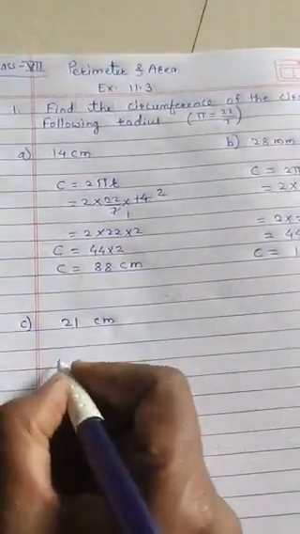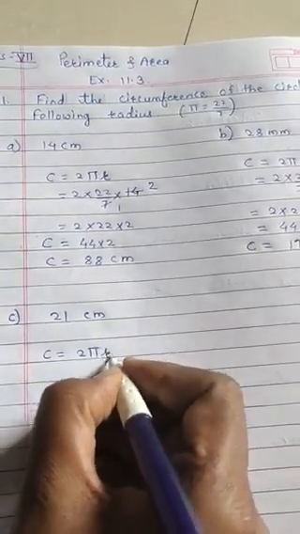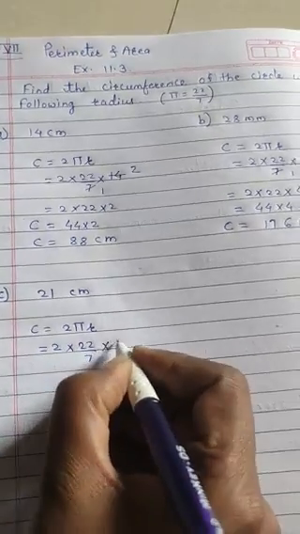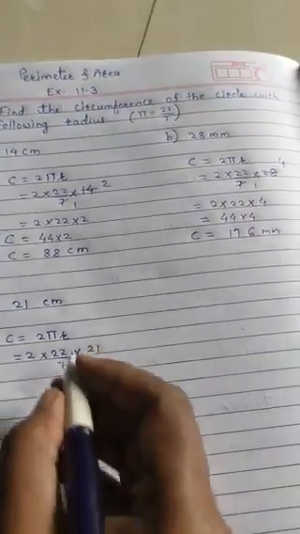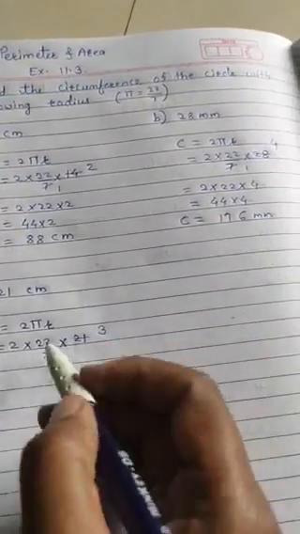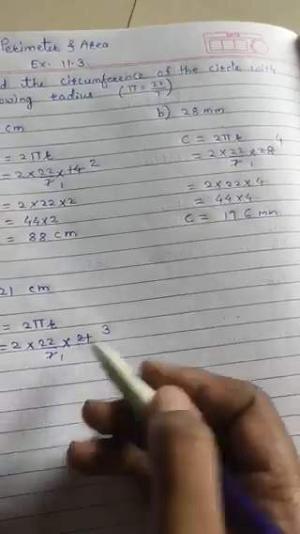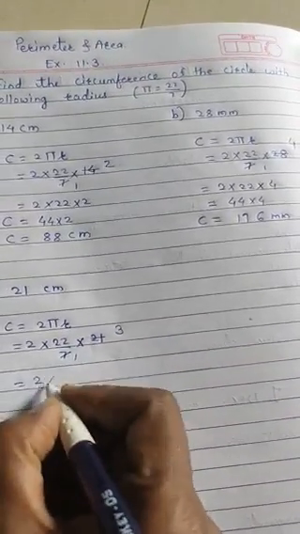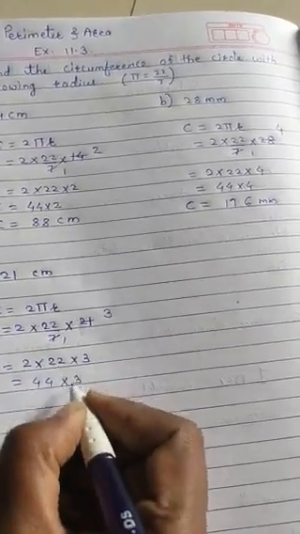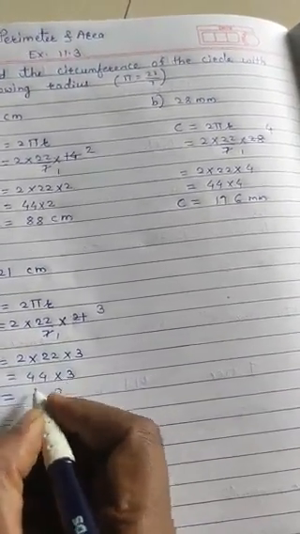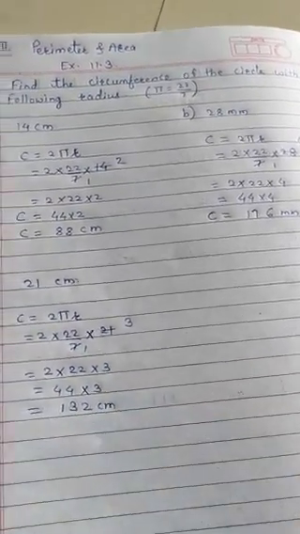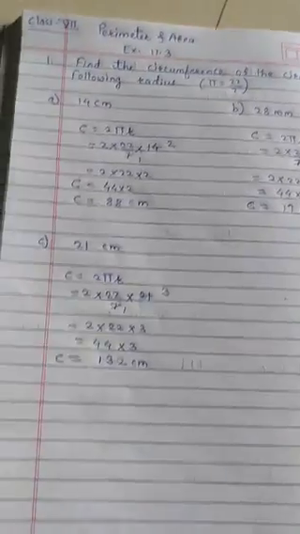Okay, the same formula we have to use. C is equal to 2 pi r. So 2 multiply pi, that is 22 upon 7, multiply 21. Okay, now 7 1s are 7, 7 3s are 21. Always remember, if a denominator and numerator are there, we can divide like this. So 2 multiply 22 multiply 3, so it is 44 multiply 3. 3 4s are 12, 1 carry, 3 4s are 12 plus 1 is 13, so 132 centimeter. Okay, like this we will get the circumference of the circle.